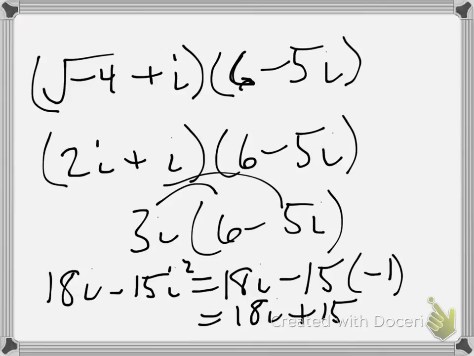But again, our standard form for complex numbers, the I term comes second. So our final answer, and I'm running out of room here, I apologize. You'd actually switch these two terms, your answer would be 15 plus 18I.